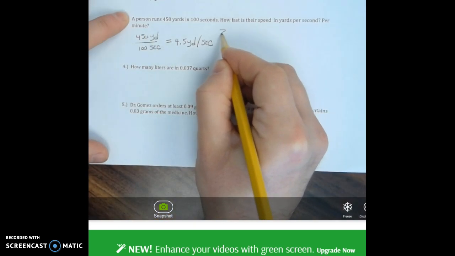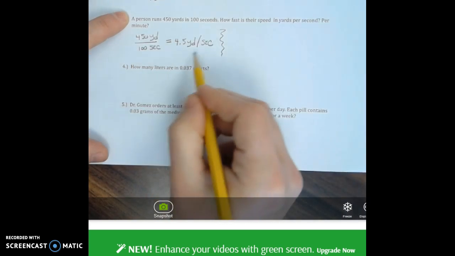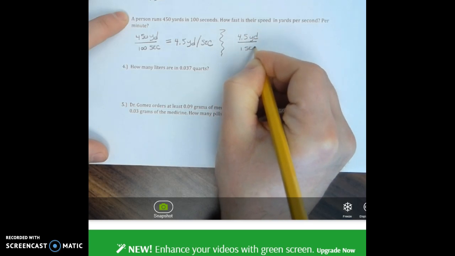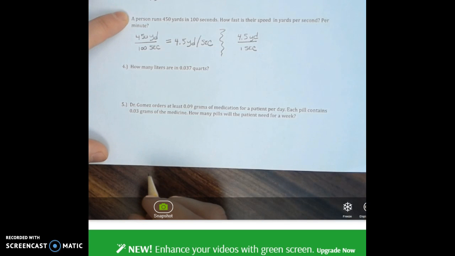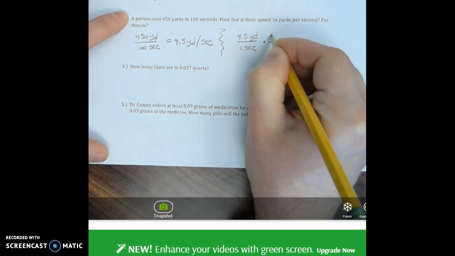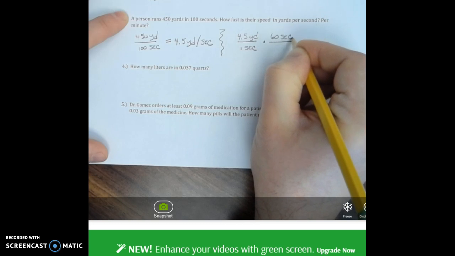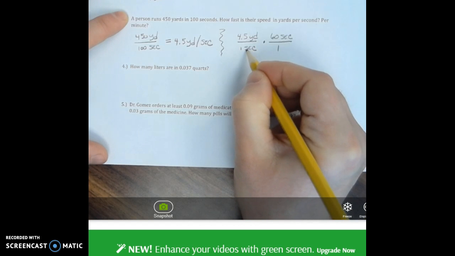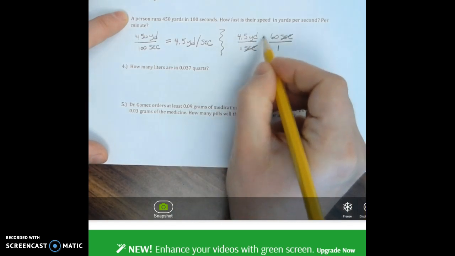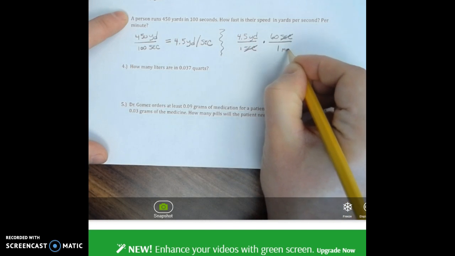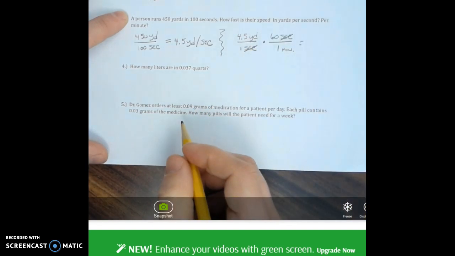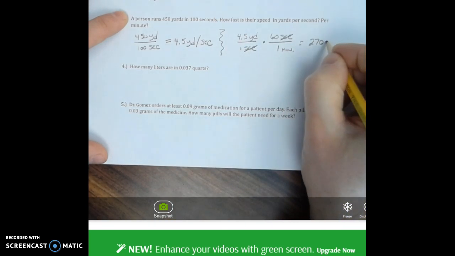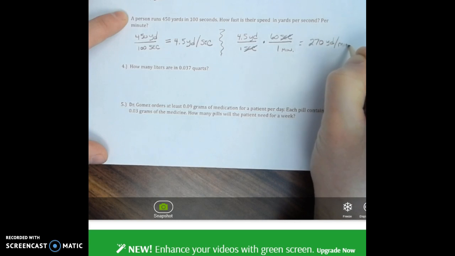How far could they go per minute? I just found out from the first part that they can go 4.5 yards per second. In order to convert that into minutes, I'm going to multiply this by 60 seconds. There's 60 seconds in 1 minute, we know that. Now I can simplify seconds with seconds, leaving me only with yards per minute. If you multiply 4.5 by 60, that gives you 270. So they go 270 yards per minute.